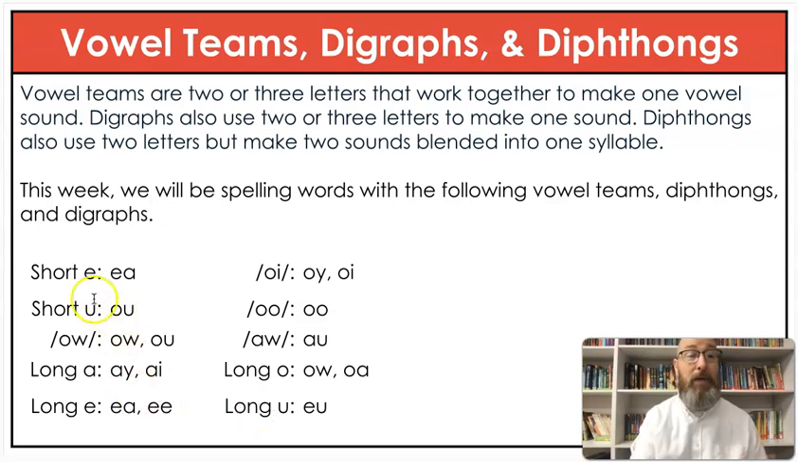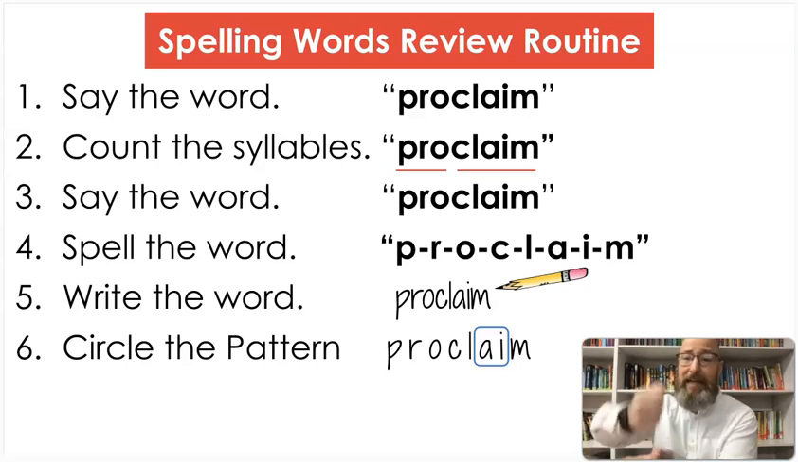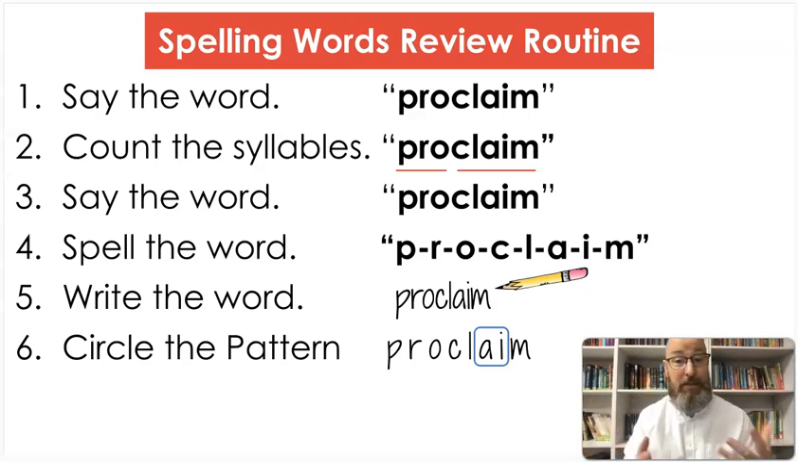That's a lot, but we're going to go through these words, and we have a little routine we use. We say the word, we count the syllables, we say the word again, then we spell the word, and when we spell the word, we smash it. So we would say proclaim, proclaim, and then we write the word. And of course, this week, we're going to circle our pattern, which is going to be our vowel team, our diphthong, or our digraph, so we would circle AI. And of course, we'll count the syllables. I'm going to underline them. You don't have to. Just count them. All right, let's get started.